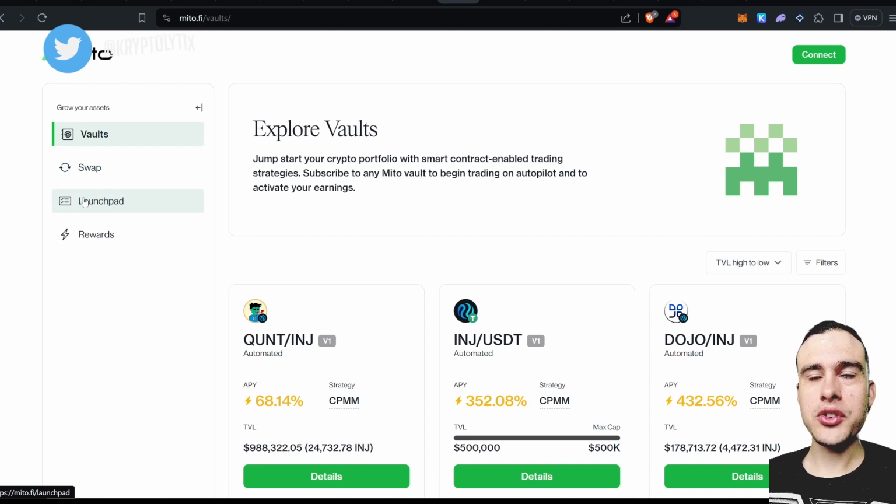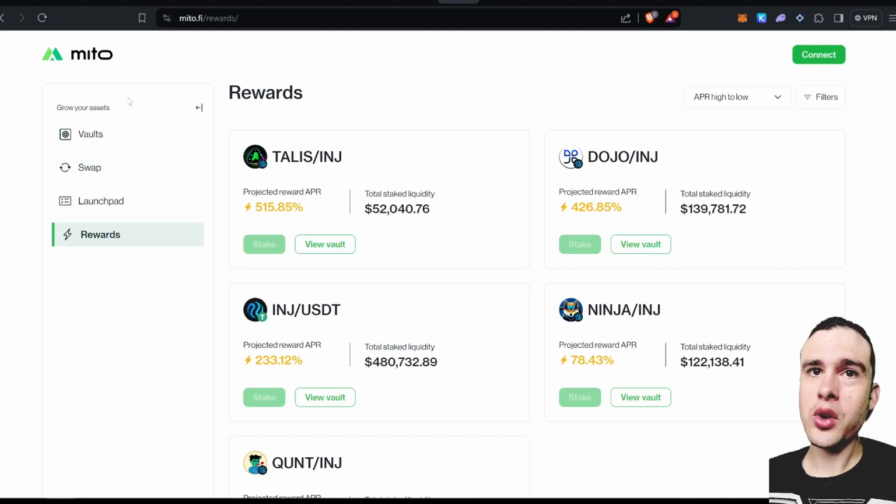The Launchpad is definitely one to watch. I think Mito had a fair bit of hype on X. Very keen to see what other projects launch on Mito, and it's definitely one to watch.